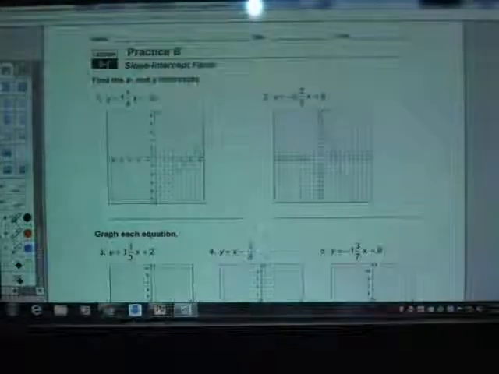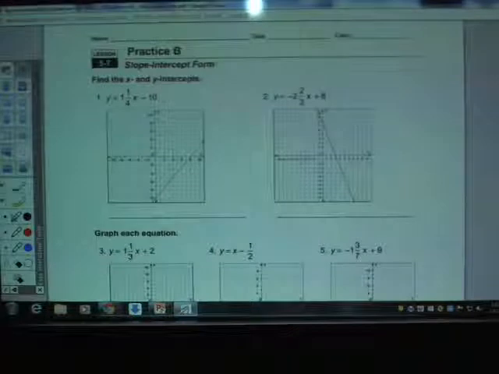This is the homework helper for Chapter 5, Section 7 in the 7th grade workbook, Slope-Intercept Form. So let's look at the first two questions here. They're asking me to find the x and the y intercepts. So remember, the x-intercept is simply where the graph goes over the x-axis. The y-intercept is simply where the graph goes over the y-axis.